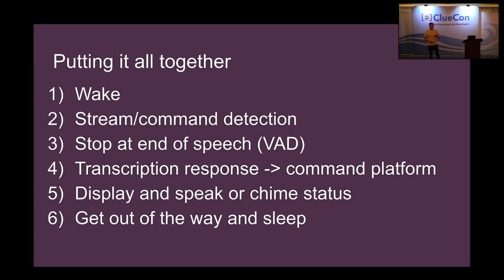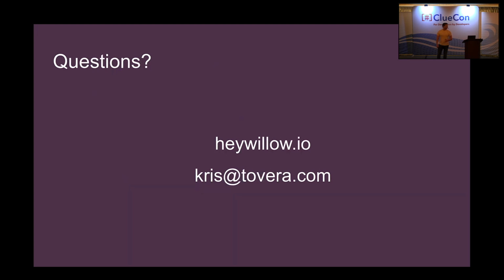And if I were a little more graphical or visual, I could have some nice little diagram for you. But it's simple enough that it's wake, stream the command, detect the command, stop at the end of the speech, take the transcription response, send it to the command platform, and then display or speak the command status. And then my favorite, just get out of the way. I have enough friends as it is. I don't need to have some sort of personal relationship with Alexa or whatever. I want to accomplish something. I want it done as quickly and efficiently as possible. So basically, Willow shuts up itself. You don't have to yell at it.